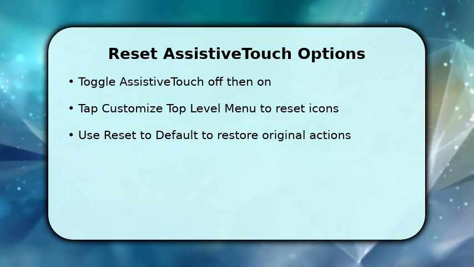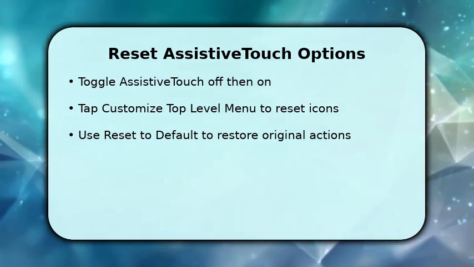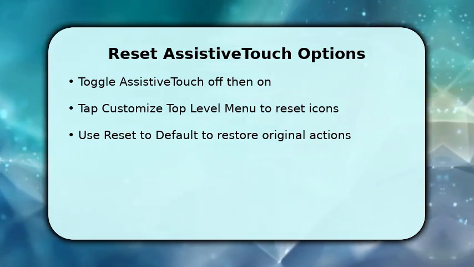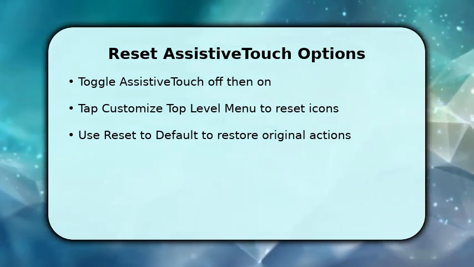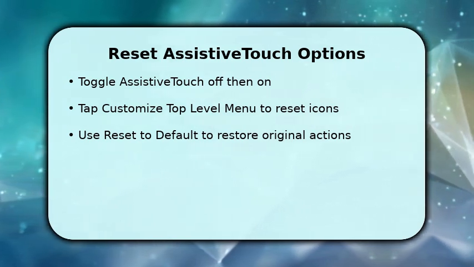You'll reset settings by first toggling AssistiveTouch off, wait a few seconds, then toggle it back on. This clears temporary glitches. Next, tap Customize top-level menu to review icons. Once open, choose Reset to Default to restore the standard layout and actions.